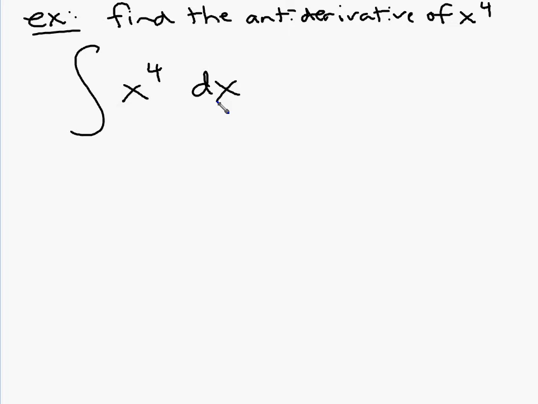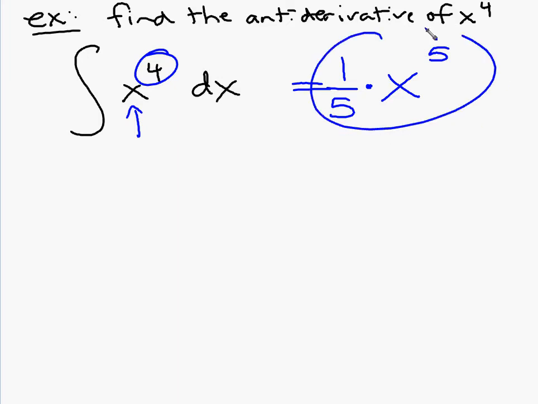Now watch how easy this is. If it is just a regular old single term like this, x to the 4th, all you have to do is add 1 to this number, x to the 5th, and then you multiply it by 1 over that 5. And that is the antiderivative of x to the 4th. 1/5 x to the 5th. My equal sign kind of got in the way there. 1/5 x to the 5th.